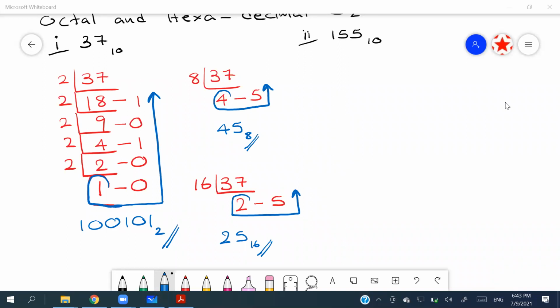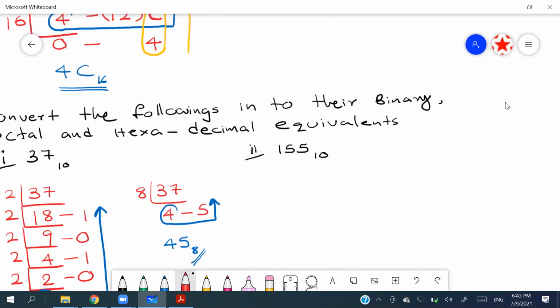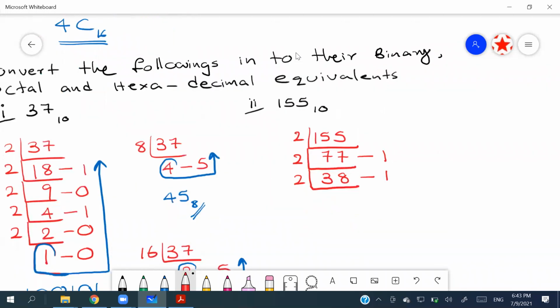Right, and I am illustrating the second one, which is 155. So 155 divided by 2. This is going to be 77 and 1 is remaining. And this is going to divide by 2 again, and it's going to be 38 and 1 is remaining. I'm going to divide 38 again by 2, and it gives me 19. 0 is the remaining part.